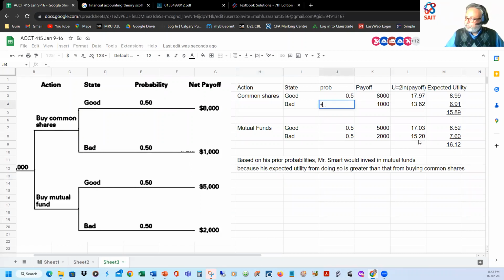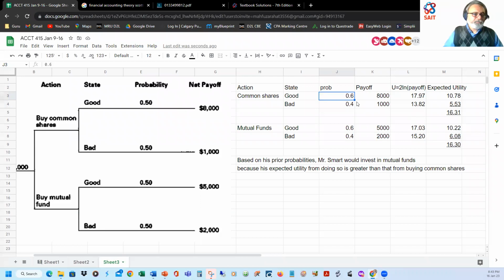Now, let's say the probability, instead of being 50-50, just for the sake of argument, and I'm just picking it randomly, was 60-40. There was a 60% probability that the state of the economy would be good. Now, what would you recommend? I just changed the probability to 60%. The expected utility from buying common shares is now 16.31 as opposed to 16.3. Now you will switch, right? Now Mr. Smart's answer will change. So information is relevant if it has the ability to change someone's decision.